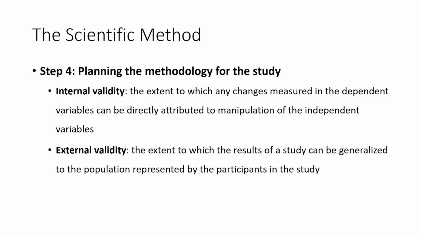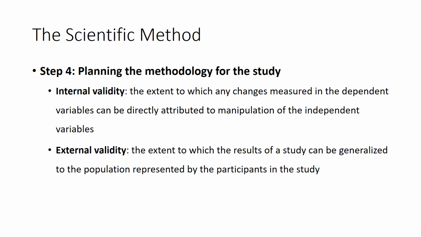Also, when planning a study, researchers must consider internal validity and external validity. Internal validity is the extent to which any changes measured in the dependent variables can be directly attributed to manipulation of the independent variables. So going with our example, creatine monohydrate, which is the independent variable, will have an impact on muscle, which is the dependent variable, in elderly women. To have good internal validity, researchers will try to control all extraneous factors that might affect the dependent variables.